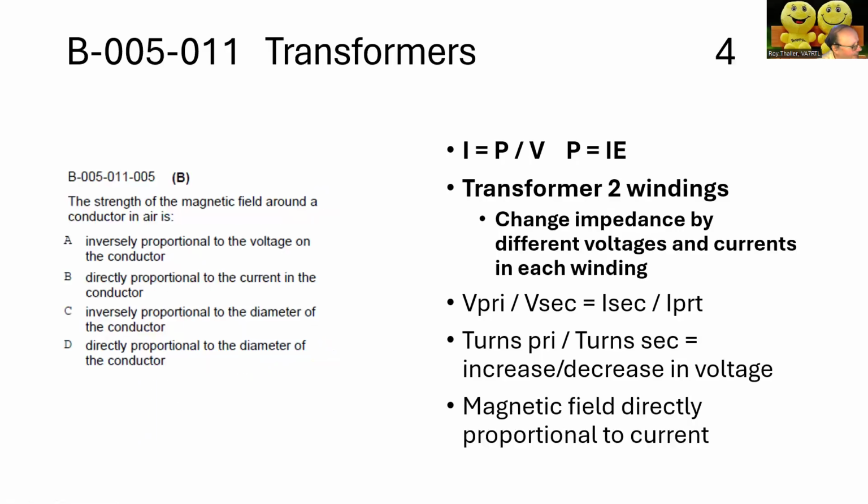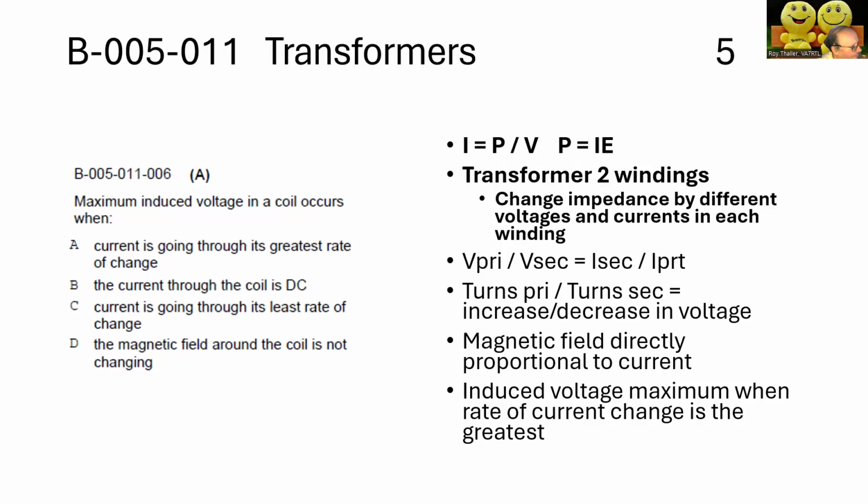The strength of a magnetic field around a conductor is directly proportional to the current that's flowing through the conductor. So B is the correct answer. The maximum induced voltage in a coil occurs when current is changing at its greatest rate of change. So A is the correct answer.